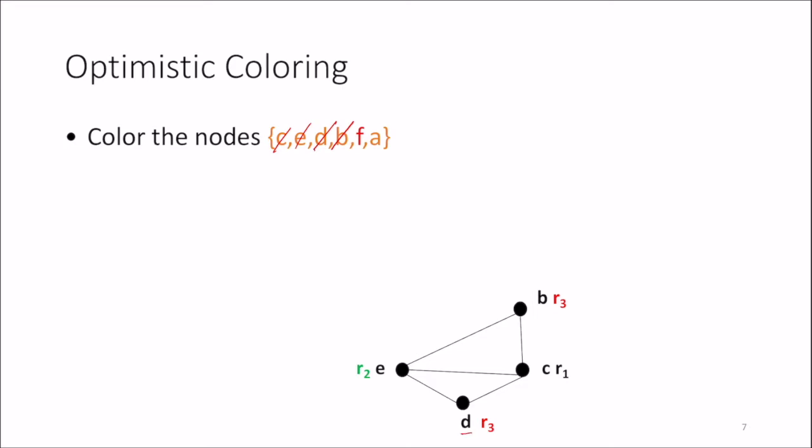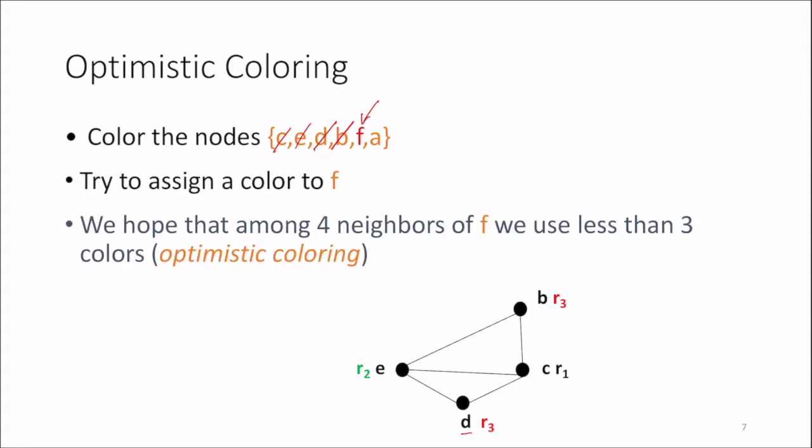Now comes the problem node, which is F. If I add F, we hope that it will use less than 3 colors, but it may not. So in this case, it turns out it cannot. So F is not able to be assigned a register. It can't be R1 because it's connected to C. It cannot be R2 because it's connected to E. It can't be R3 because it's connected to B. And in fact, it's also connected to D, so it's doubly worse. It cannot use any of the 3. It really needs an extra register here.